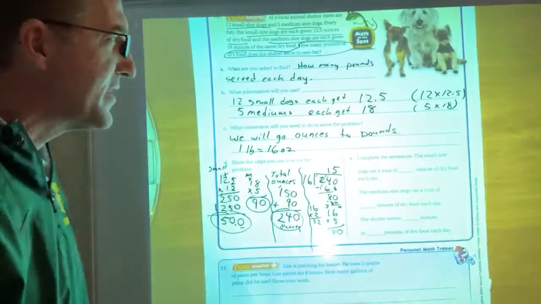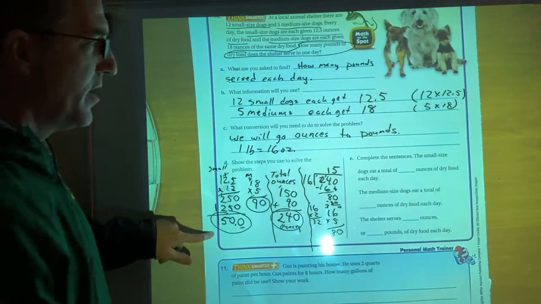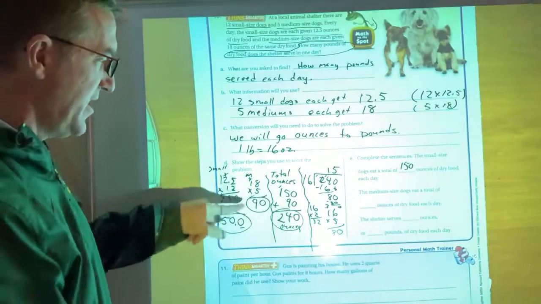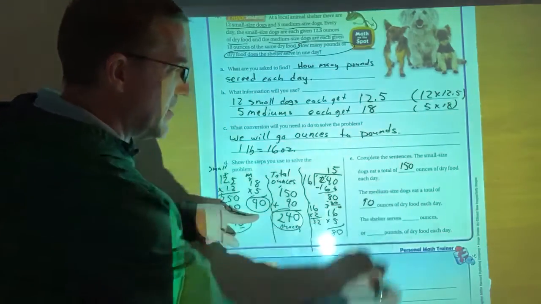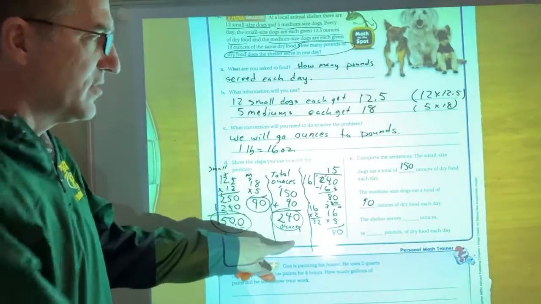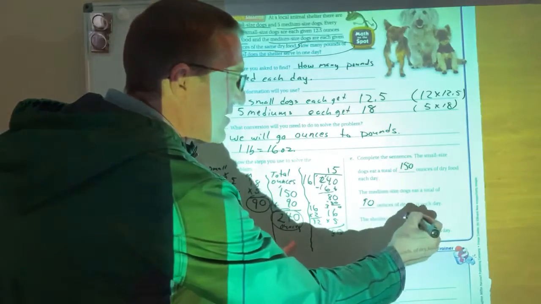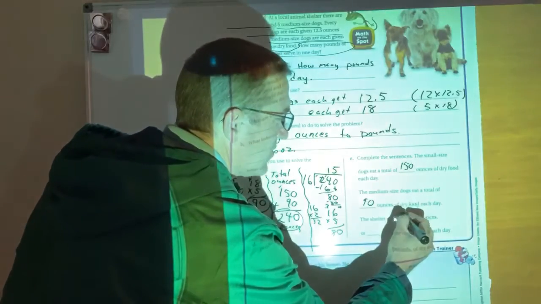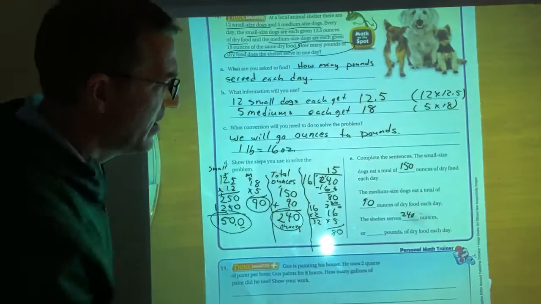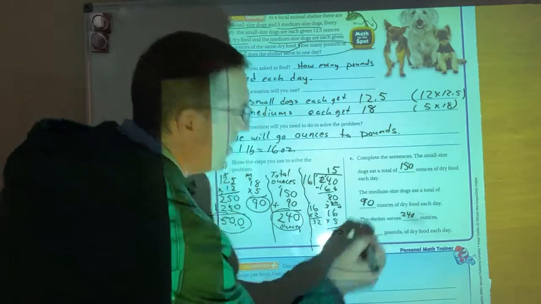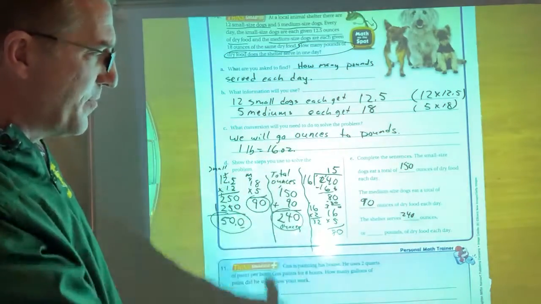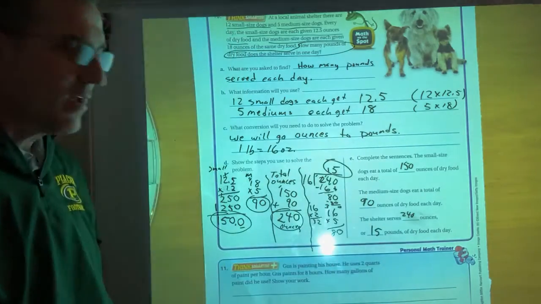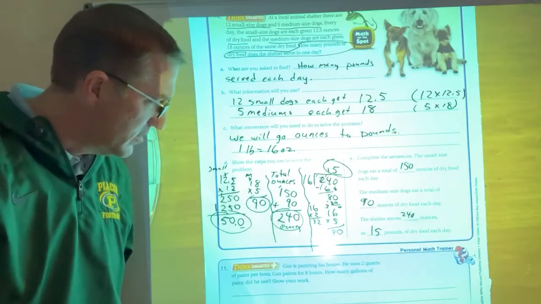Complete the sentences. The small-sized dogs eat a total of 150 ounces. Oh, yeah, I got that right. Medium-sized dogs eat 90. The shelter serves, look at that, 240. My goodness, we did this nice. That's 240. Don't lie. Don't judge me. All right, that's 90. All right, and then how many pounds? 15 pounds, right? That was our answer. All right, good work. Let's take a look here.